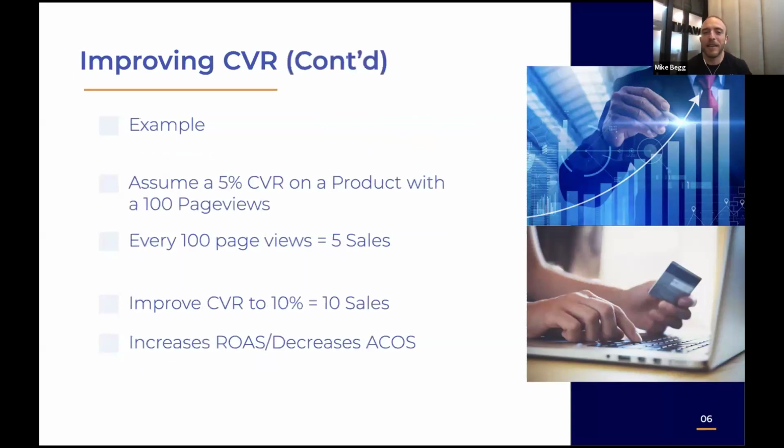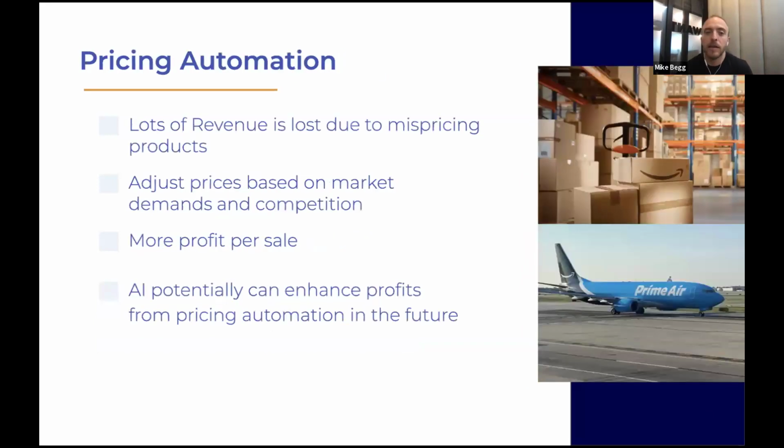Another example of CVR: if we have a 5% CVR on a product with 100 page views, every 100 page views equals 5 sales. If we improve that CVR to 10%, that's 10 sales. So that's a very basic example, just so you can understand how the same number of page views can lead to much more sales when you improve your CVR. Again, as I mentioned before, this improves your ROAS and decreases your ACOS.